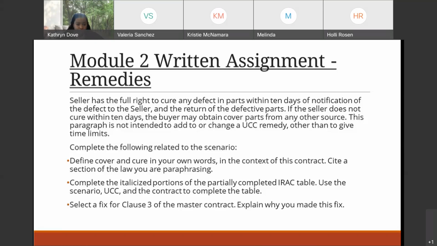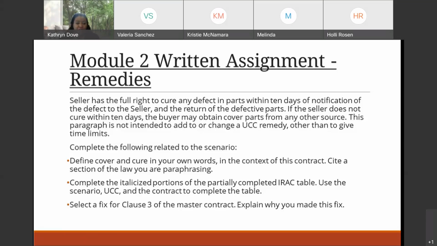So this is the language of the parties' agreement. It says the seller has the full right to cure any defect in parts within 10 days of receiving notification from the buyer and the return of the defective parts. If the seller does not cure within 10 days of notification, the buyer may obtain cover parts from any other source. This language in the contract does not add to or change any UCC remedy other than to give time limits. So this is what you want to do in your Module 2 written assignment.